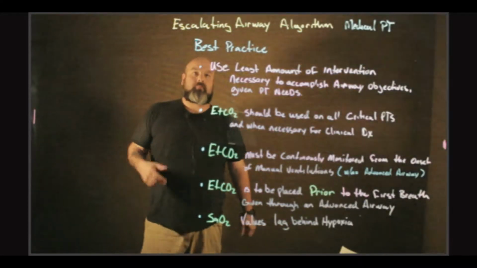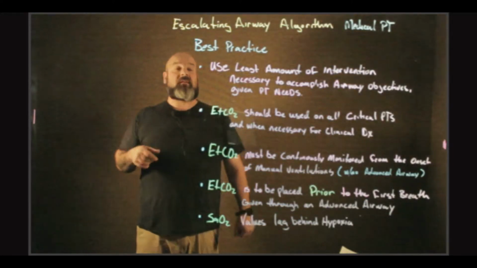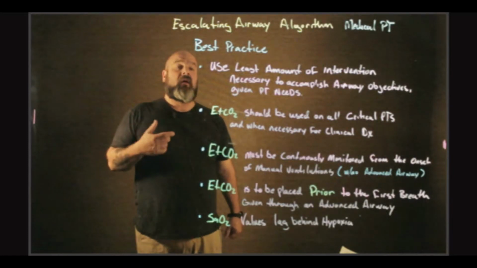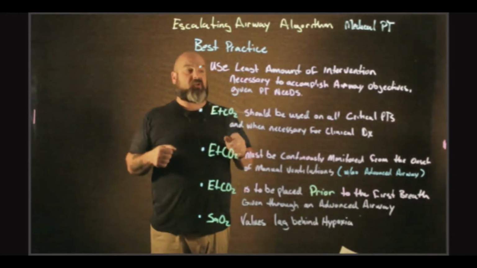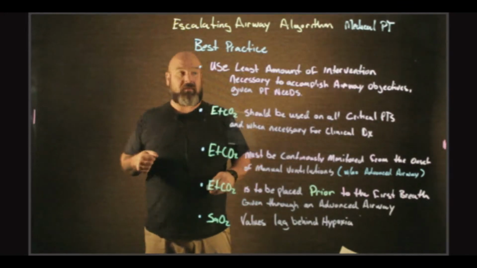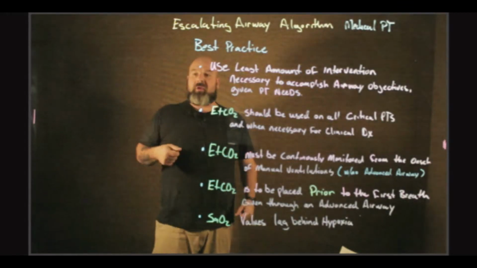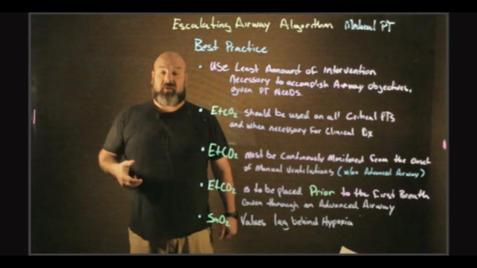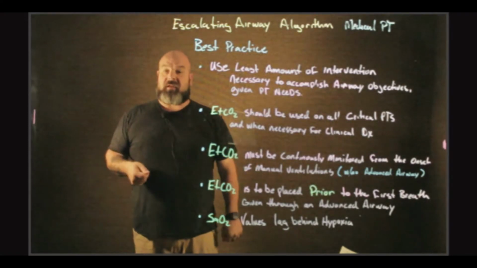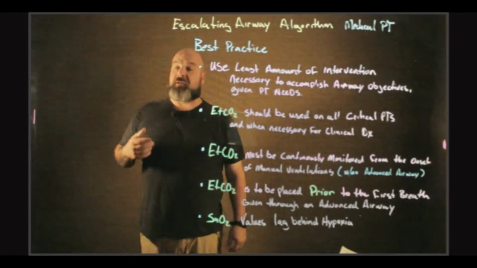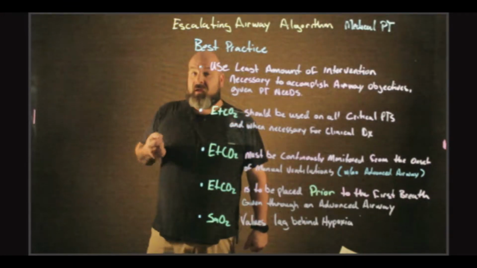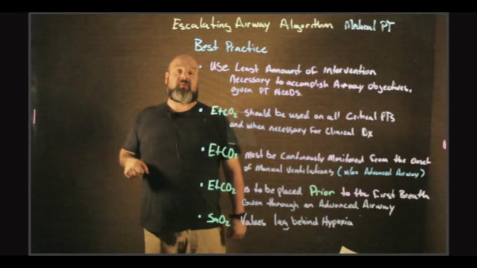Okay, so best practice in this for the medical patient, use the least amount of intervention necessary to accomplish your airway objectives given the patient's needs. Meaning if you can get by with a nasal cannula at 2 liters per minute, then a nasal cannula at 2 liters per minute is where you stop. If you have to progress all the way through intubation due to respiratory failure, then you proceed all the way through to intubation.